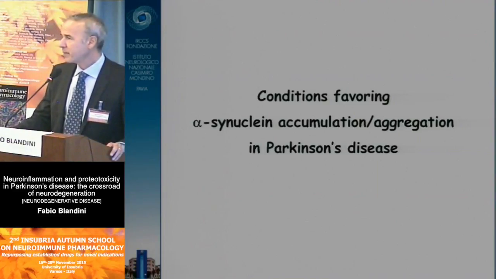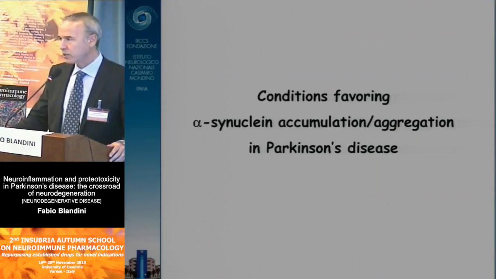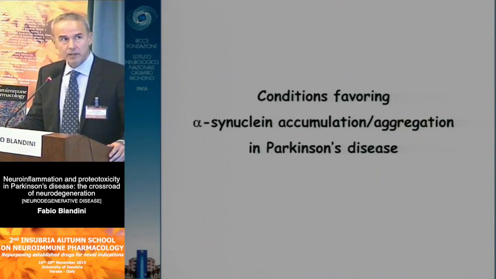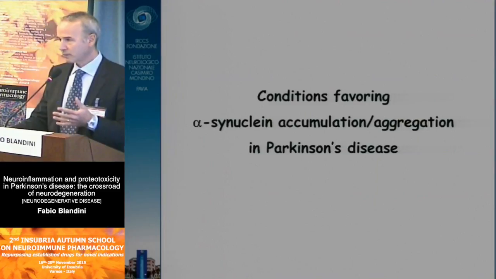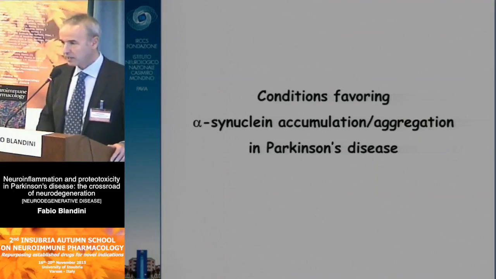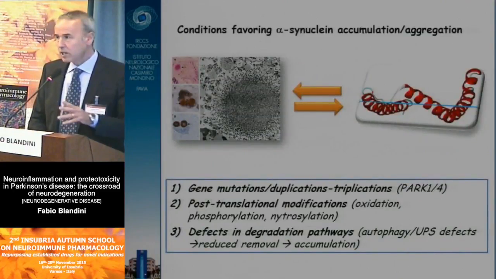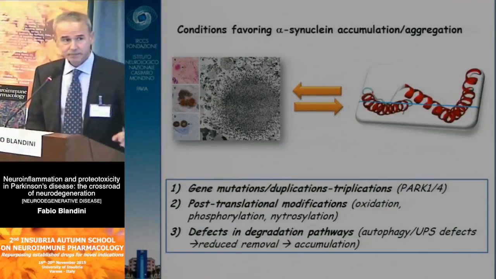So we have seen what synuclein does, or what we think synuclein does physiologically speaking. We've seen what it does when it is altered, so when it starts to aggregate. But why is this happening? Are there some conditions that can trigger, that can favor the phenomenon of alpha-synuclein accumulation or aggregation in Parkinson's disease? And I summarize these conditions under 3 categories.